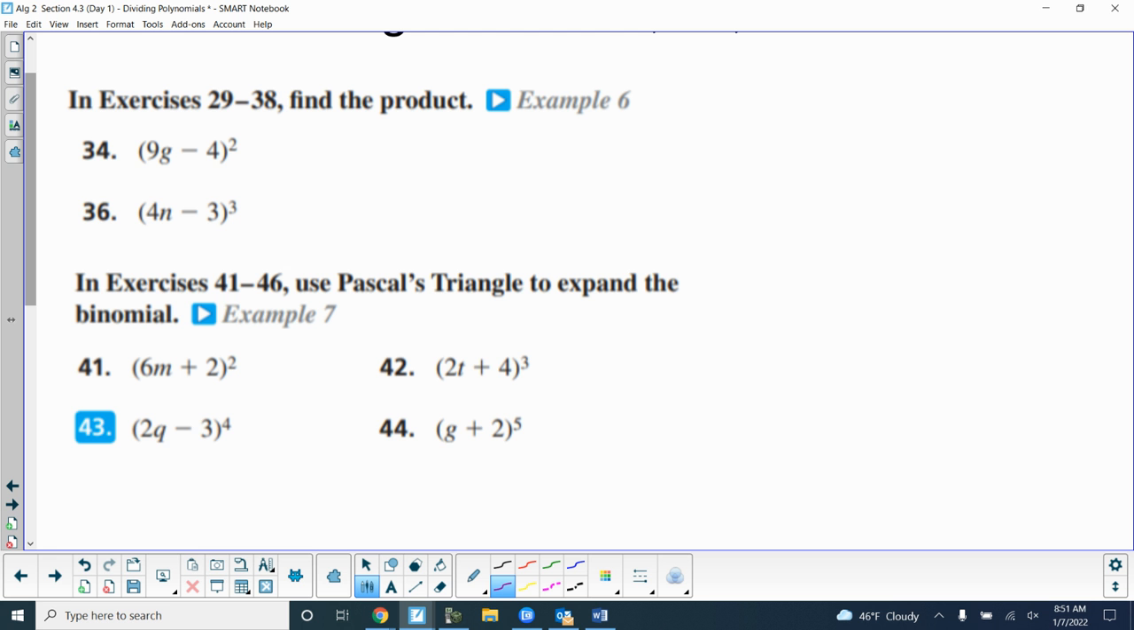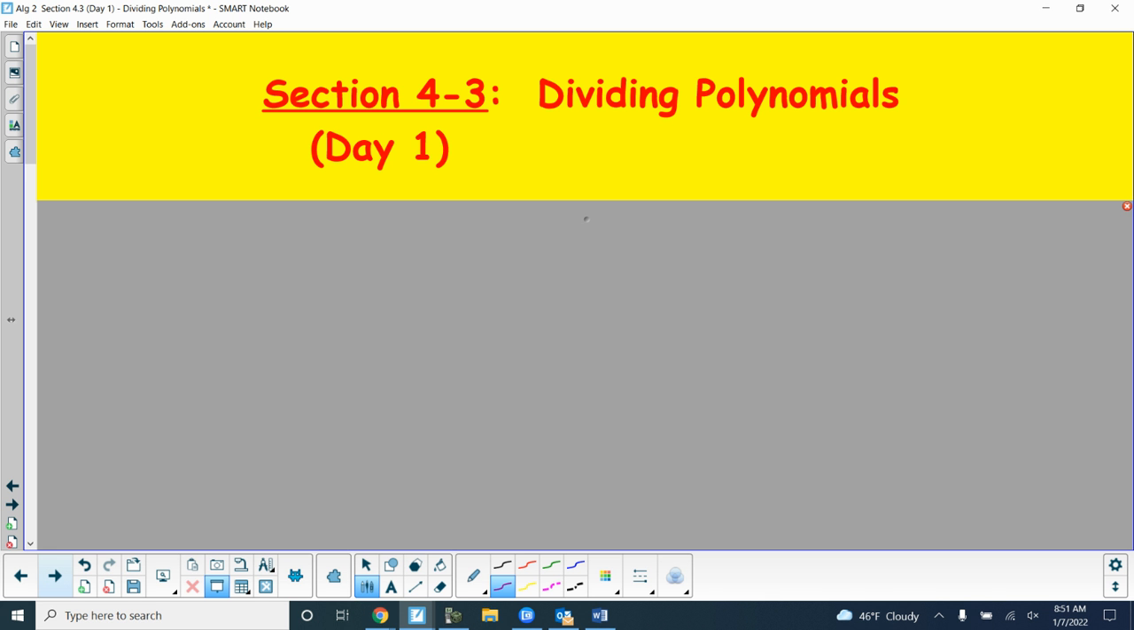All right, so today we're going to do, so we've done polynomials, that's what we're working on, right? We've done addition, subtraction, multiplication. We expanded these binomials yesterday. Now we're going to do division, okay? Today we're going to do long division.